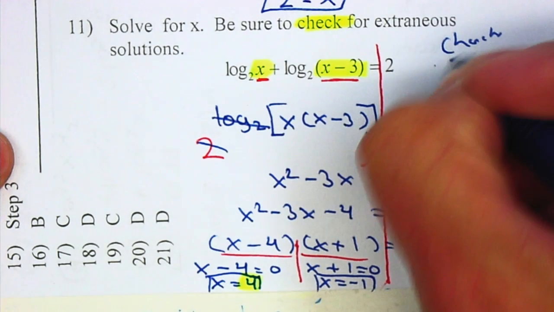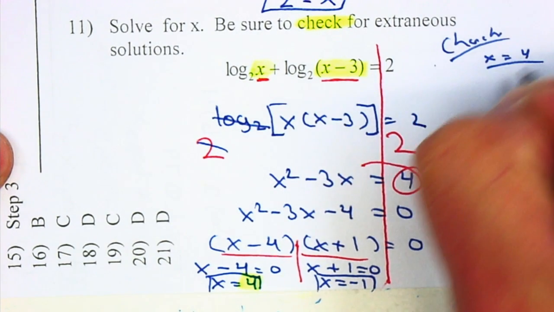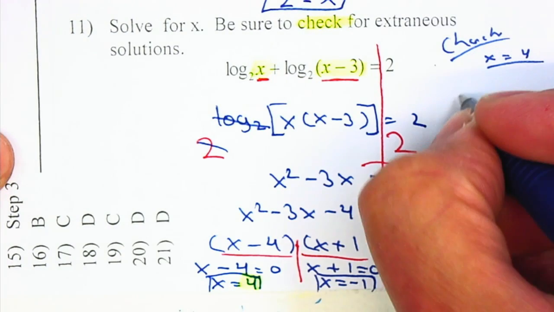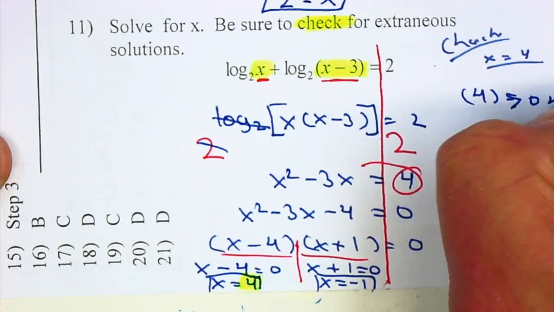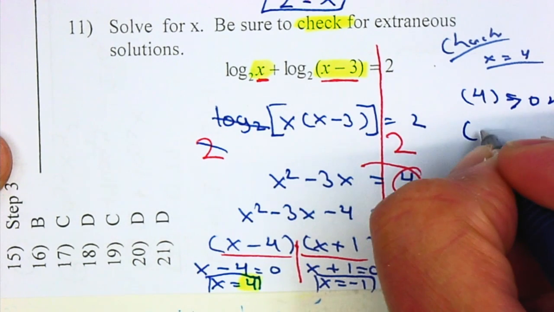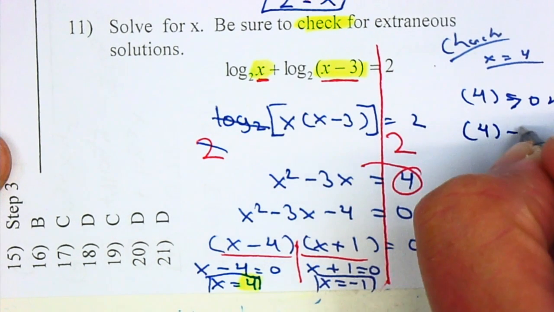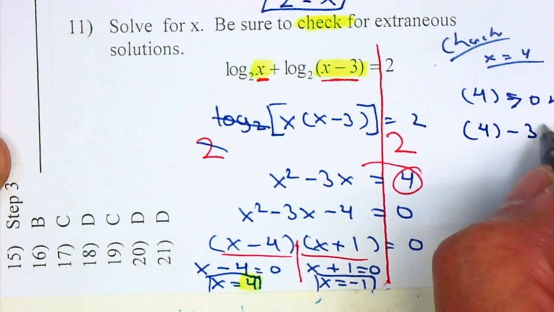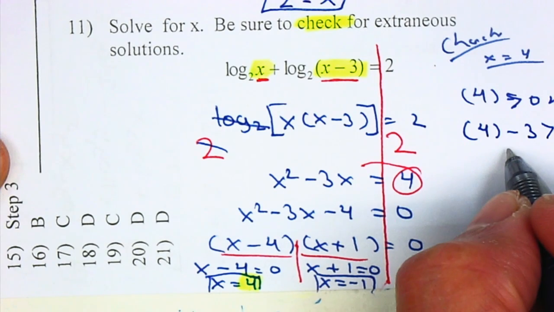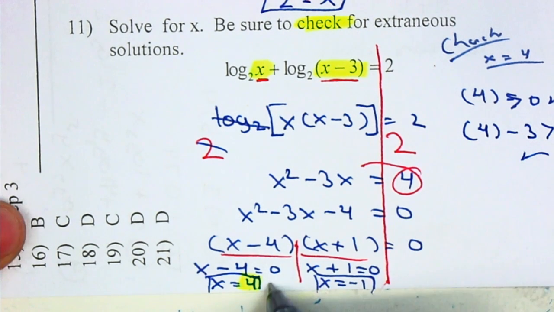Check. X is equal to 4. So instead of x, I'm going to place parentheses. That is 4. Is that bigger than 0? Yes. Instead of the x, I'm going to place a 4. So it'll be x minus 3, but instead of the x will be a 4. Is that bigger than 0? Yeah, that gives me 1, which is bigger than 0, so this one's fine.